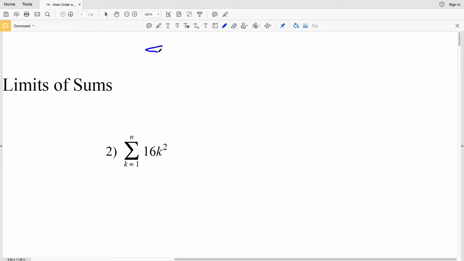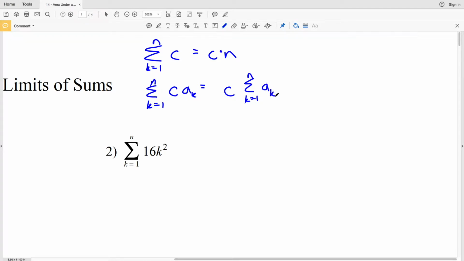One rule says that if you have the sum from k equals 1 to n of a constant c, then that is always going to be equal to c times n. Another rule states that if you have the sum from k equals 1 to n of c times some function in the form of a sub k, you'll be able to pull out that constant in the front of the summation, and you can have c times the summation from k equals 1 to n of that a sub k.